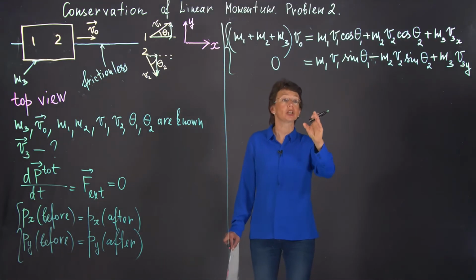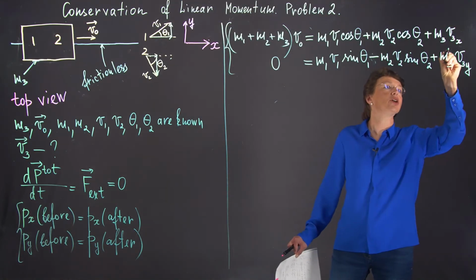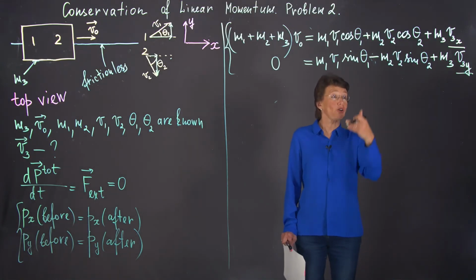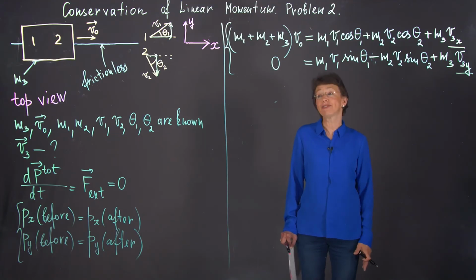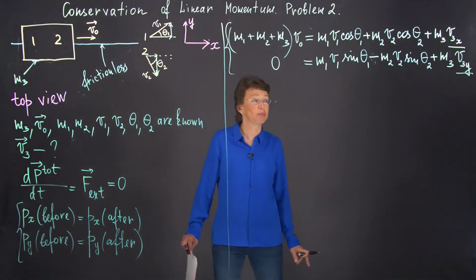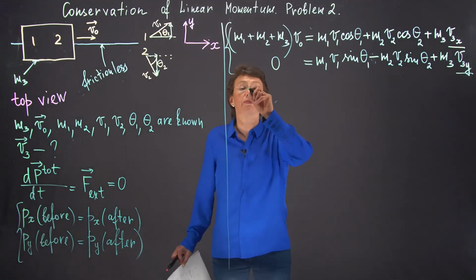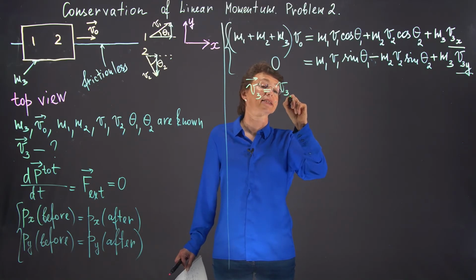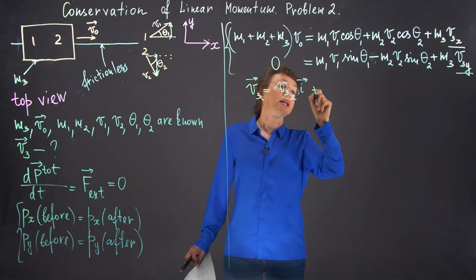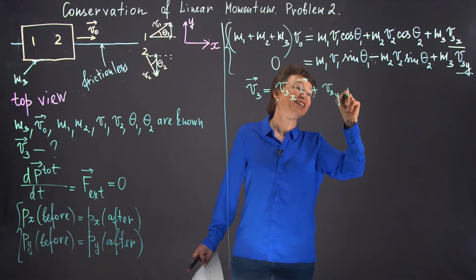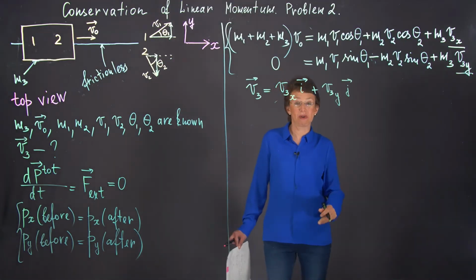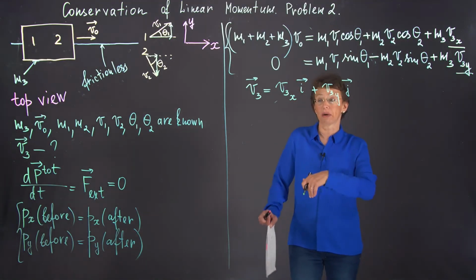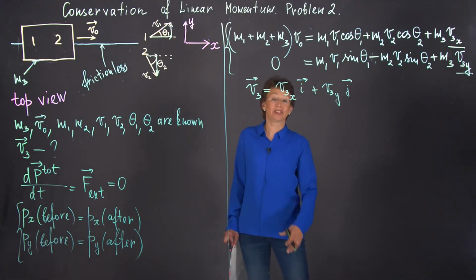I have two equations. How many unknowns? I don't know v3x, and I don't know v3y. If I solve for both components of velocity v3, the velocity of this sled after these people jump off, I know the velocity. What is vector v3? It is v3x i plus v3y j. If I know both components of the velocity, I know everything about it. And I can find the magnitude from the Pythagorean theorem and the angle that v3 makes with the horizontal.